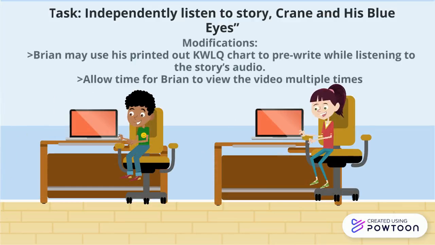So one of the first tasks is to independently listen to a story, Crane and His Blue Eyes. The modifications for Brian include that Brian may use his printed out KWLQ chart to pre-write while listening to the story's audio to help aid in class discussion later, and allowing Brian to watch the video multiple times for comprehension.